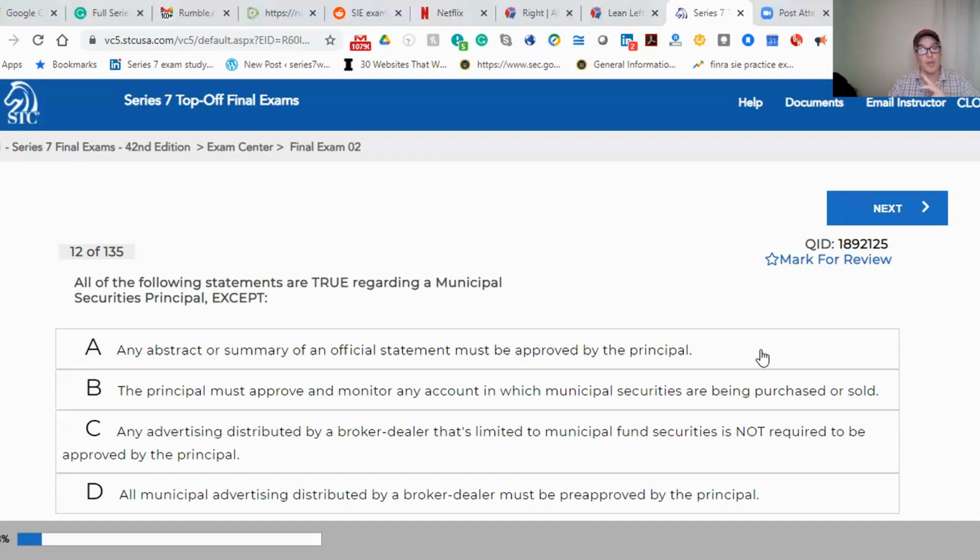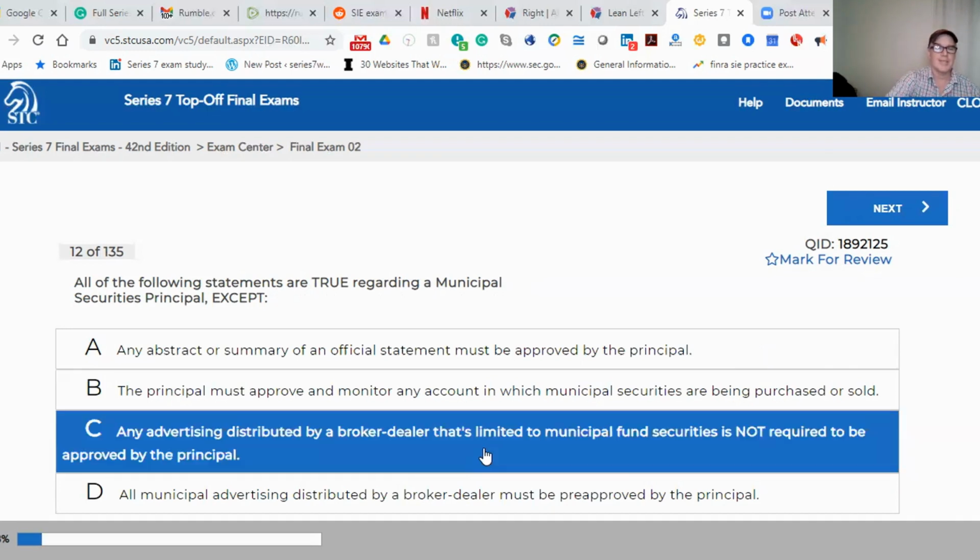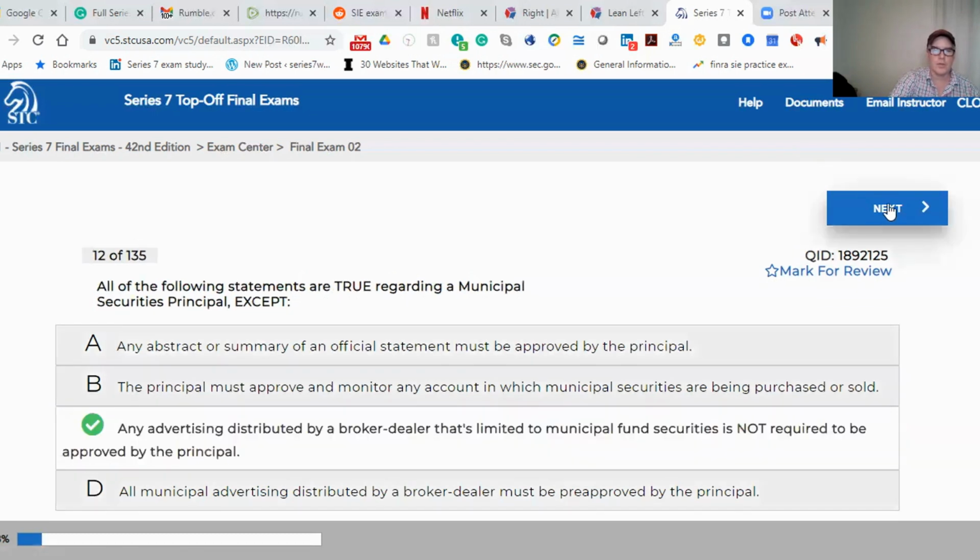A summary or abstract would be. So I'm going to go with C because that's the not true statement. Let's hope we got this right. Nervous. Oh, there we go.